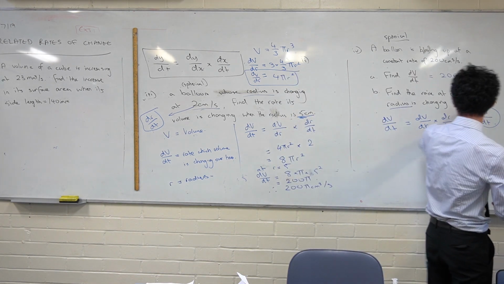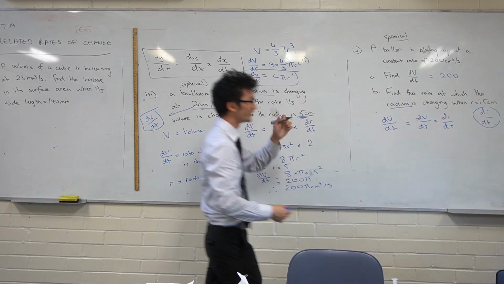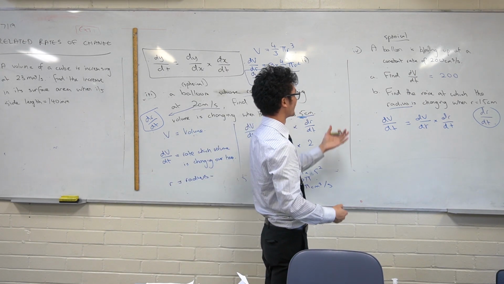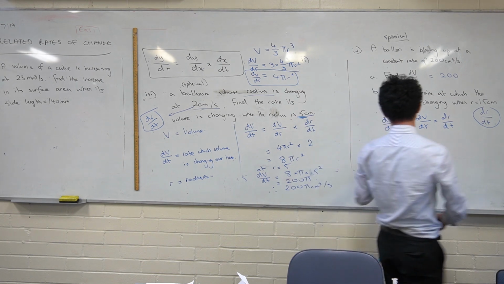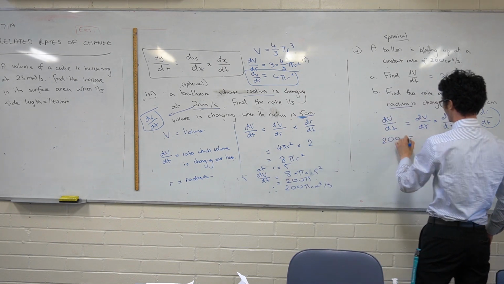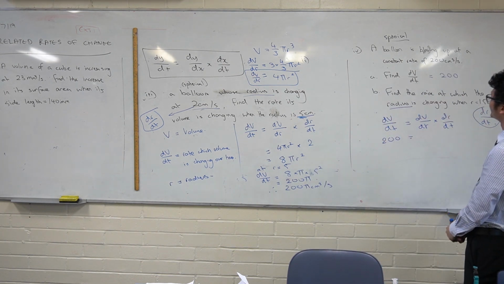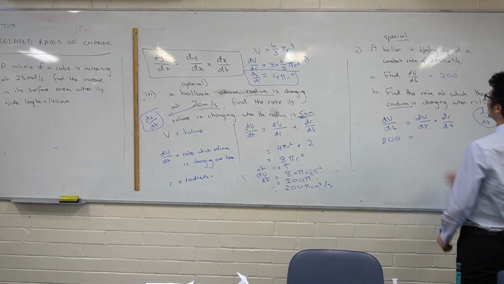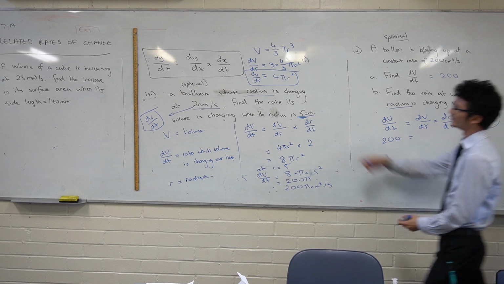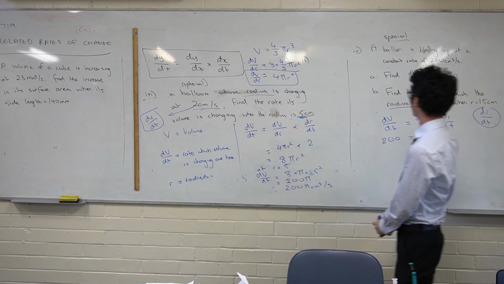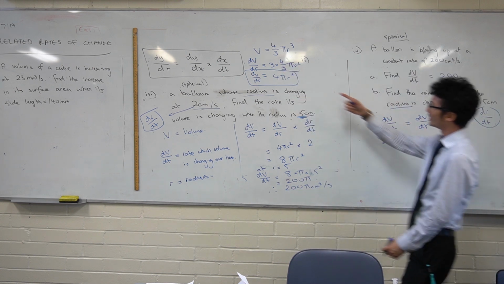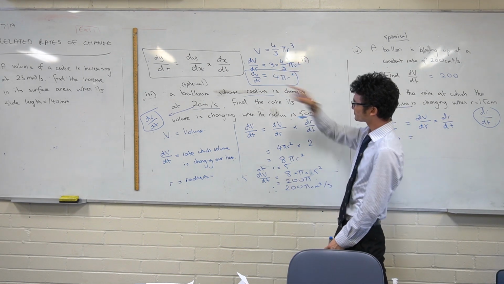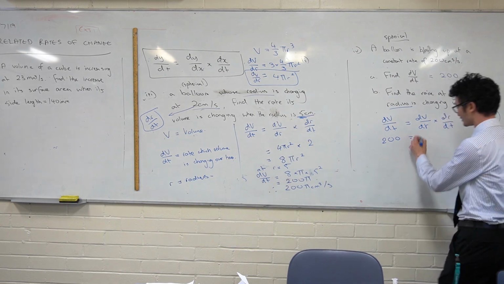I'm looking for dr/dt because I'm looking for the rate at which the radius is changing when r is equal to 15. But what do I have? I have dV/dt is equal to 200. dV/dr is something I don't really have, but if you remember from the previous question, we know that an expression for volume is 4/3 pi r cubed. And so dV/dr, I can use that same idea. Take the derivative, and once you do that, you get 4 pi r squared.